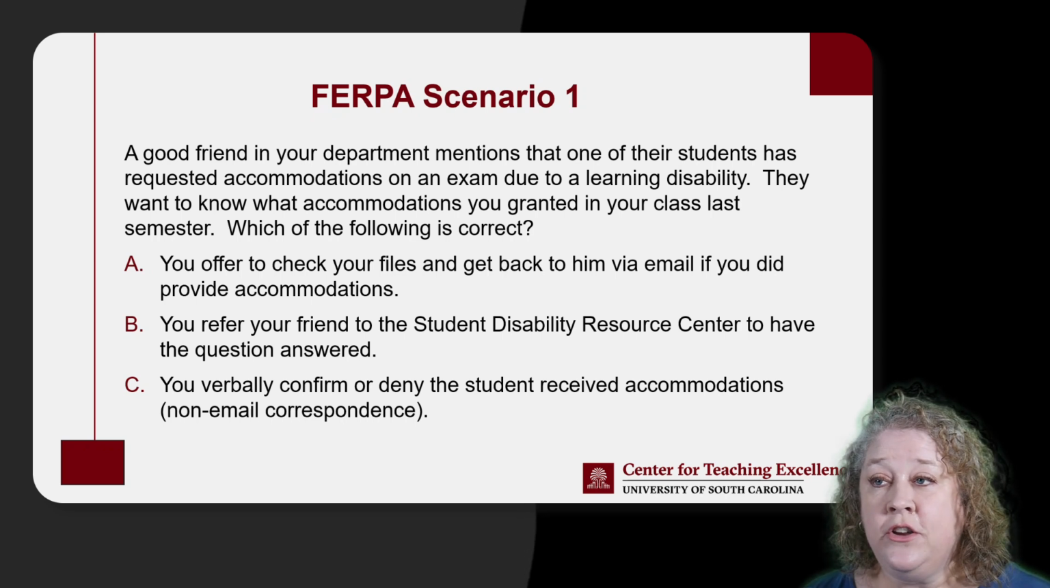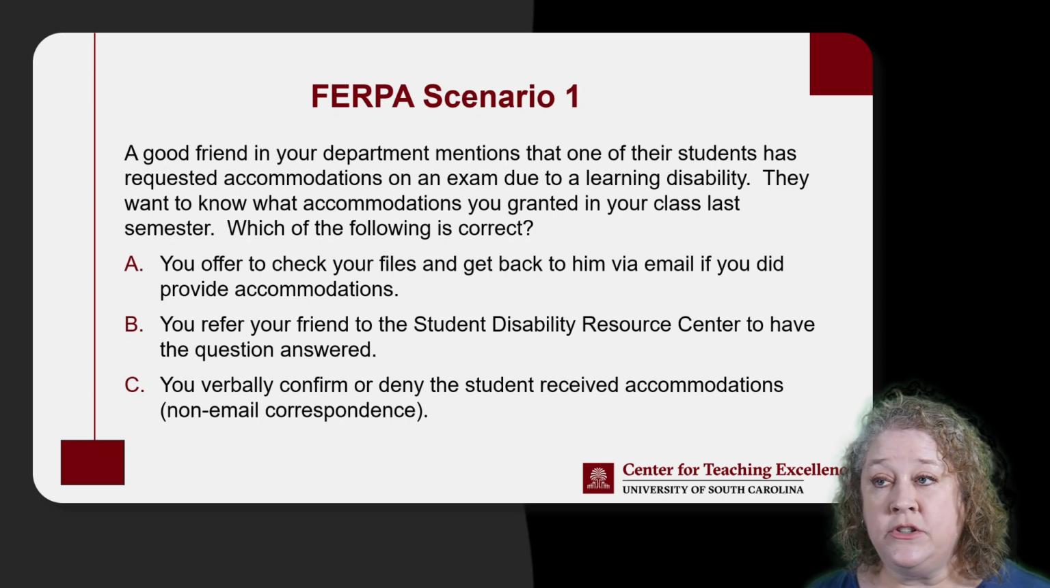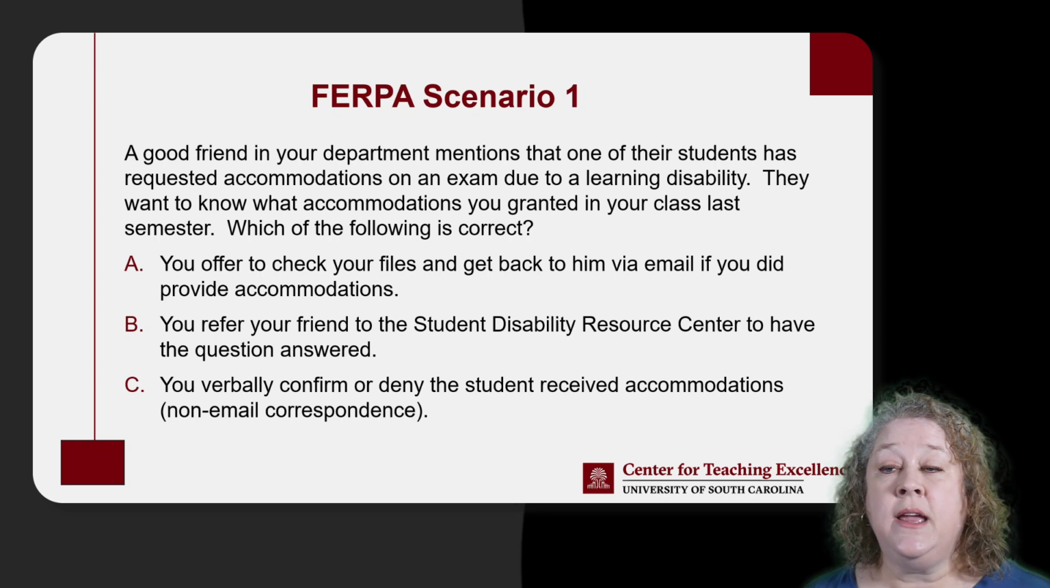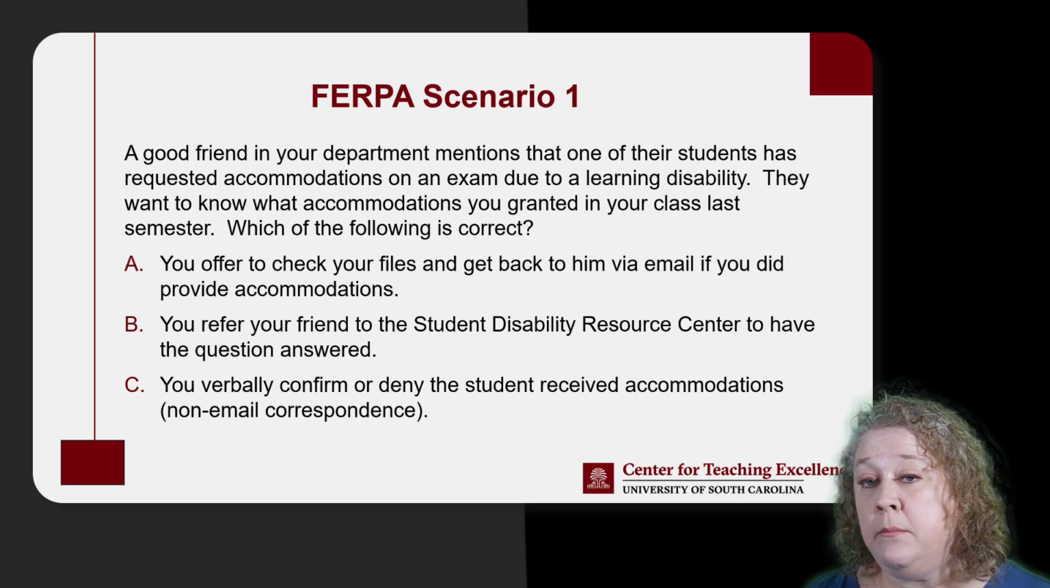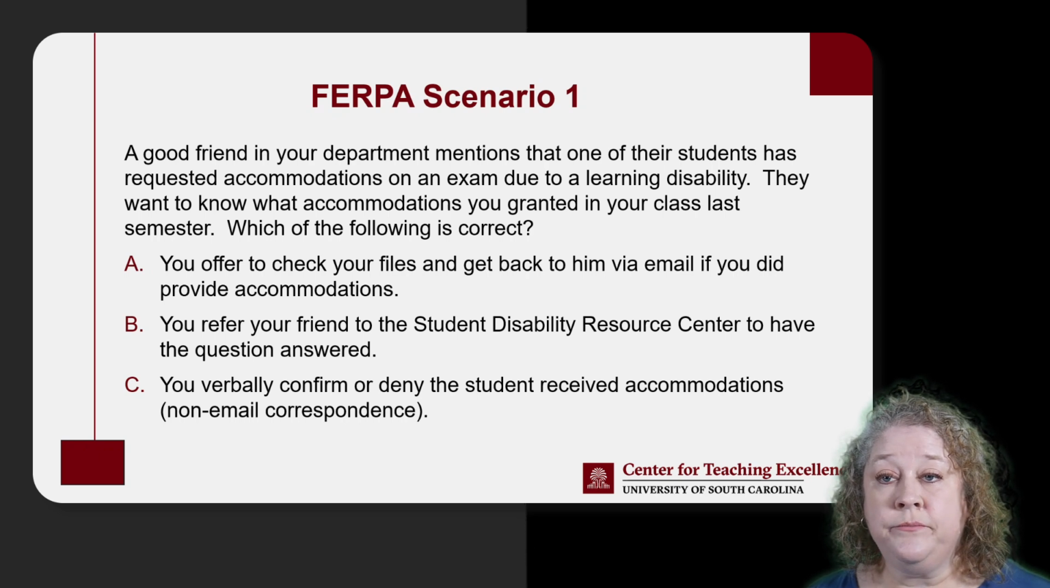You offer to check your files and get back to him via email if you did provide accommodations. You refer your friend to the Student Disability Resource Center to have the question answered, and the SDRC is USC's disability resource for all students, all people at the university. Or you verbally confirm or deny the student received accommodations, and this is a non-email correspondence versus a text correspondence. Which of these is correct?